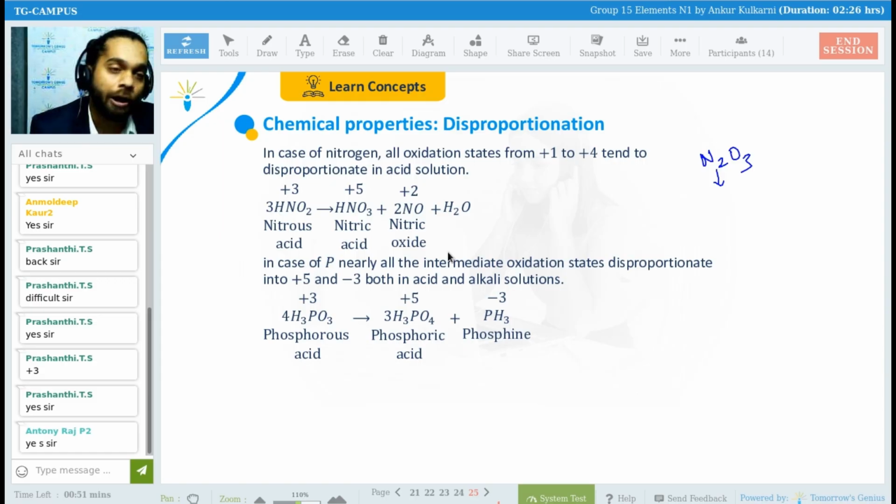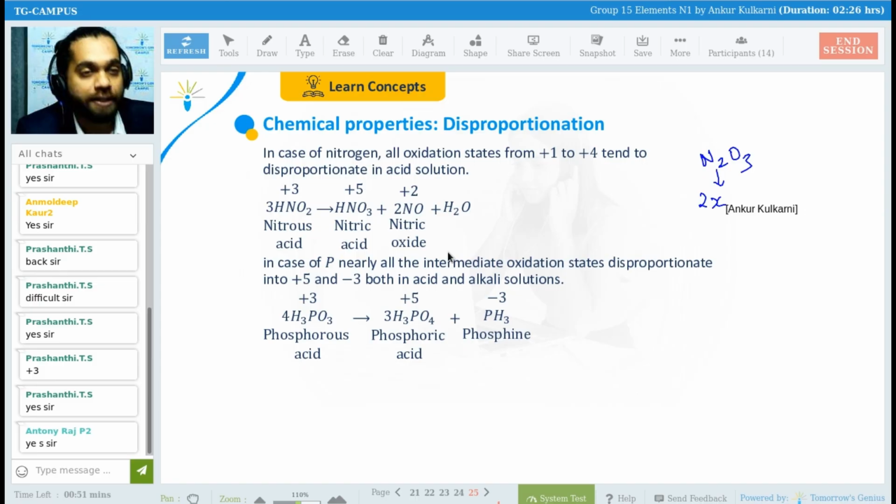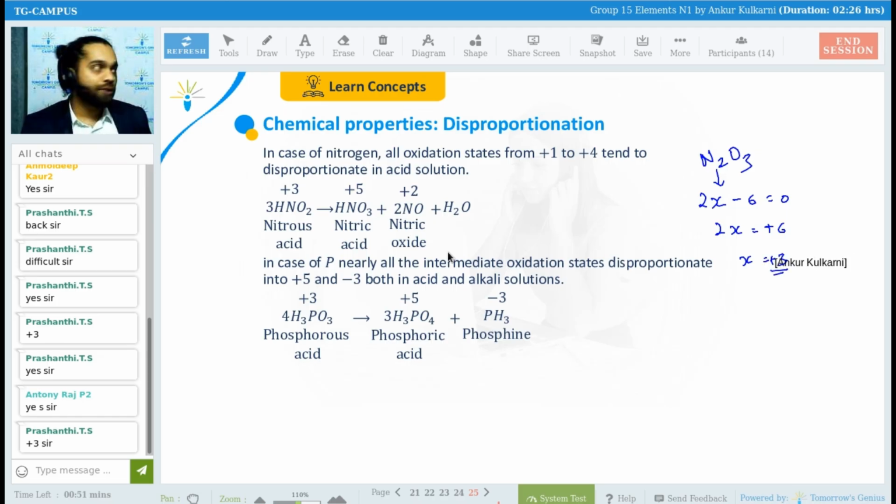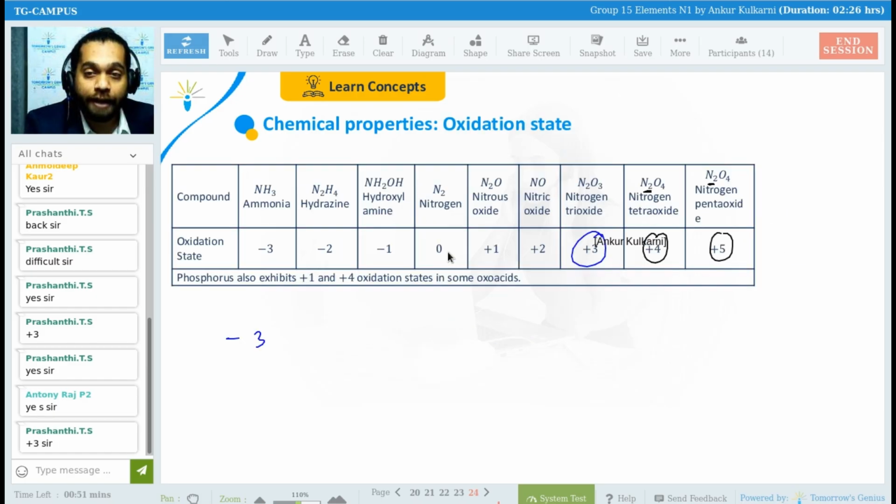Okay, look over here, how to calculate. I have nitrogen; I'll take it as X. I have 2X, since nitrogen is considered as X and there are two of them. Oxygen is minus 2, so 3 into minus 2, that is minus 6, plus 2X is equal to 0. Minus 6 goes to that side and becomes plus 6, so X is equal to 3. Are you getting it, everyone? So nitrogen in N2O3, nitrogen trioxide, is plus 3.